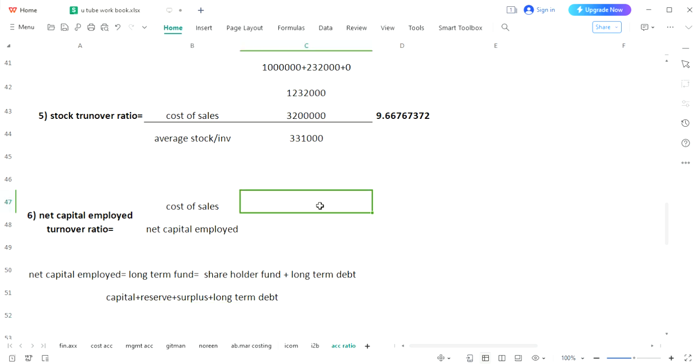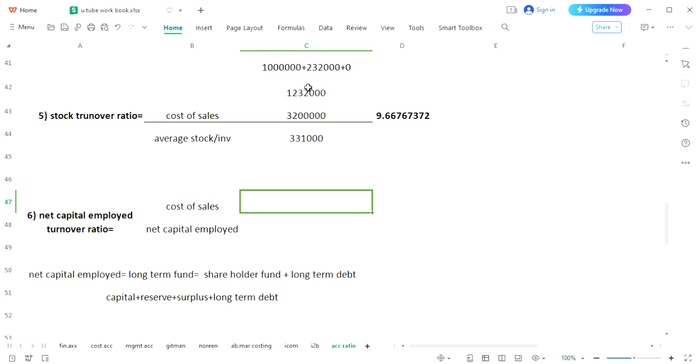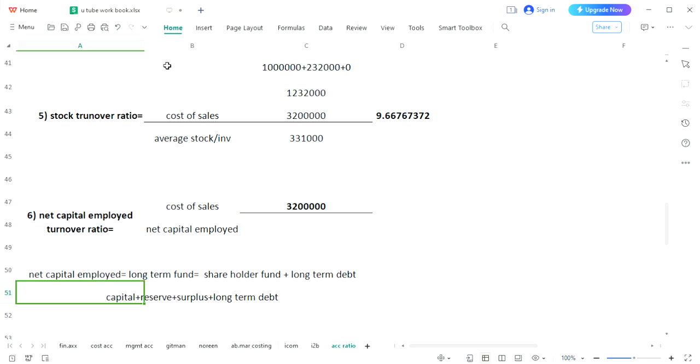Cost of sales, as you know, is written over here, and this is the third time I'm telling you that cost of sales is not present in the question. Gross profit is not present and there is no other hint to calculate cost of sales. So sales would be assumed as cost of sales, 32 lakh. So we are going to write it as it is, 32 lakh, and now we need to calculate net capital employed.